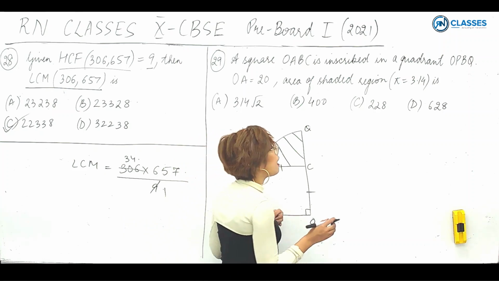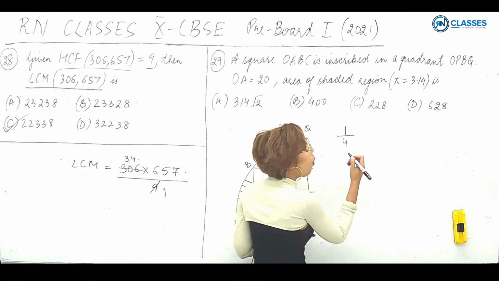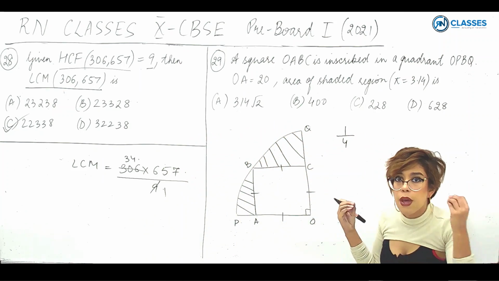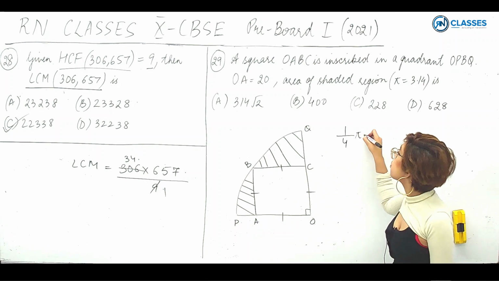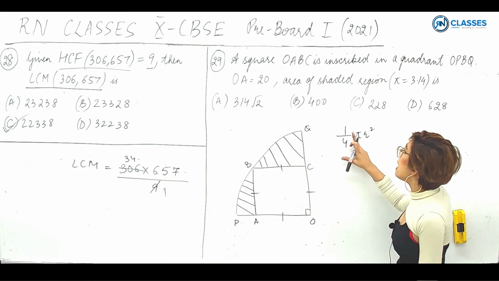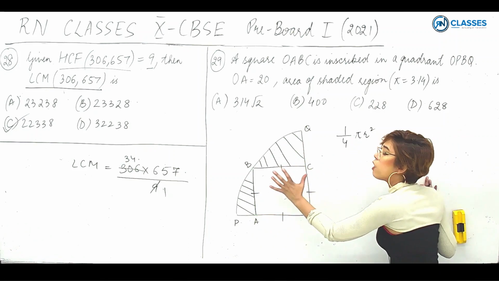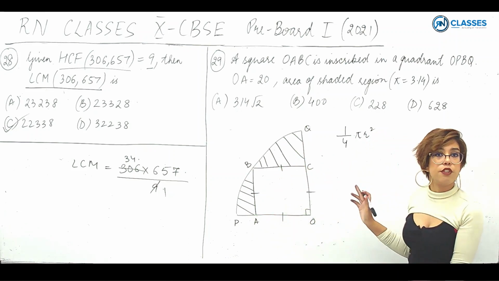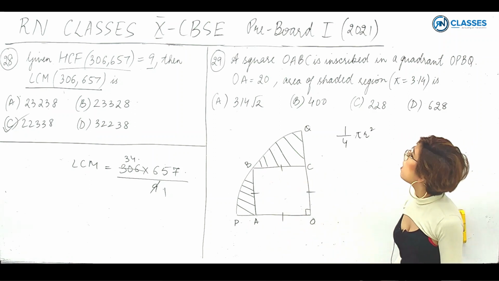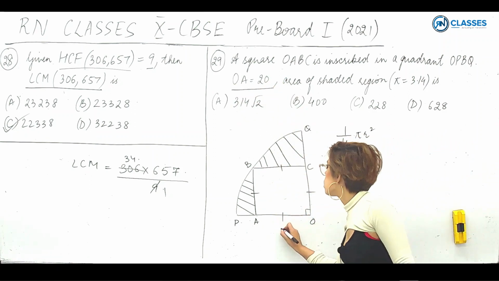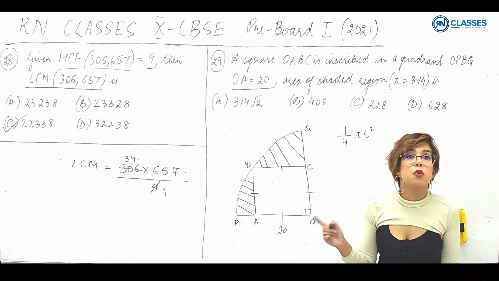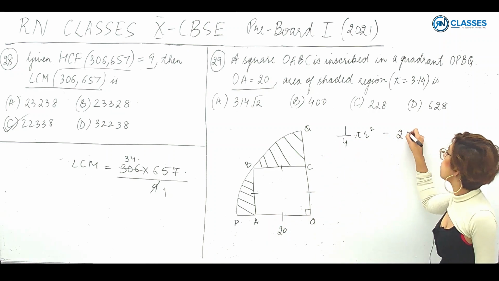Area of the entire quadrant is what? 1 by 4. Quadrant is 1/4. So 1 by 4 of the area of the entire circle, which is pi r square. Right? From the area of quadrant, if I subtract the area of the square, I'll get the area of shaded region. Now, area of the square is easy because I know the length OA, which is 20. So area of square is 20 square. So minus 20 square.